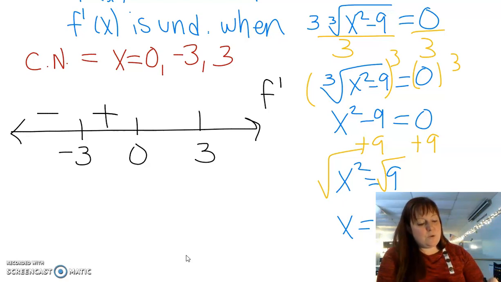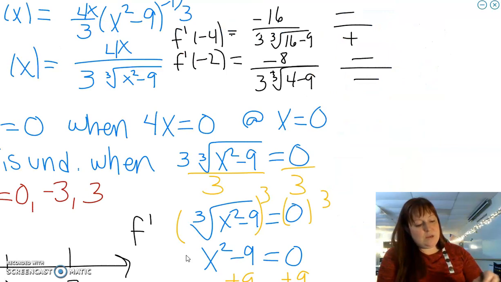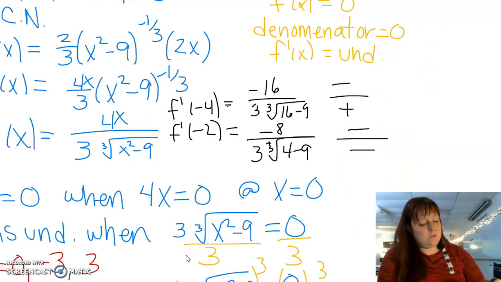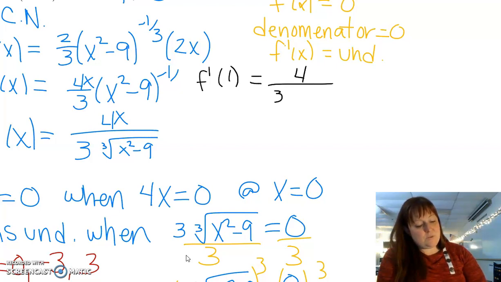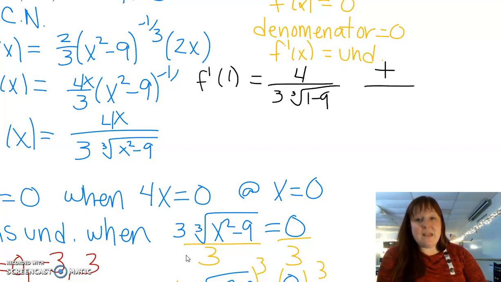In between 0 and 3, well, we would put in f prime of 2, let's say, or 1. Actually, 1 would probably even be easier to do, but it doesn't really matter. So it's positive on top, and then we have 3 times the cube root of 1 minus 9. So it's positive on top, and 1 minus 9 is negative, right, because 1 is smaller than 9. So we're going to have a negative on the bottom.